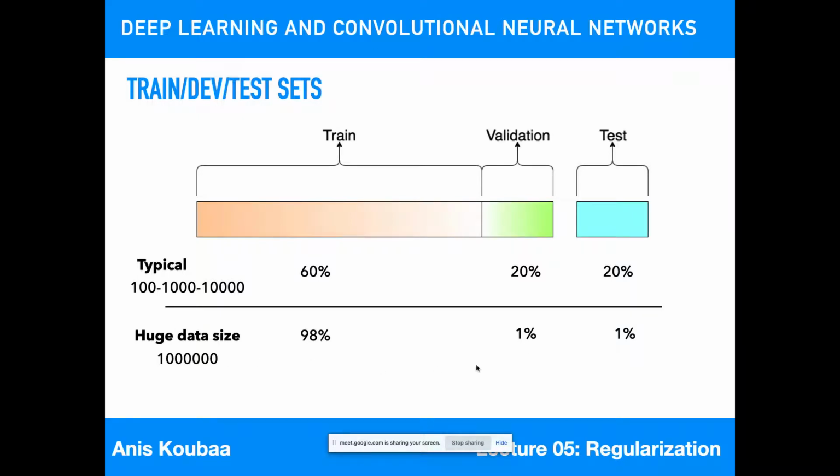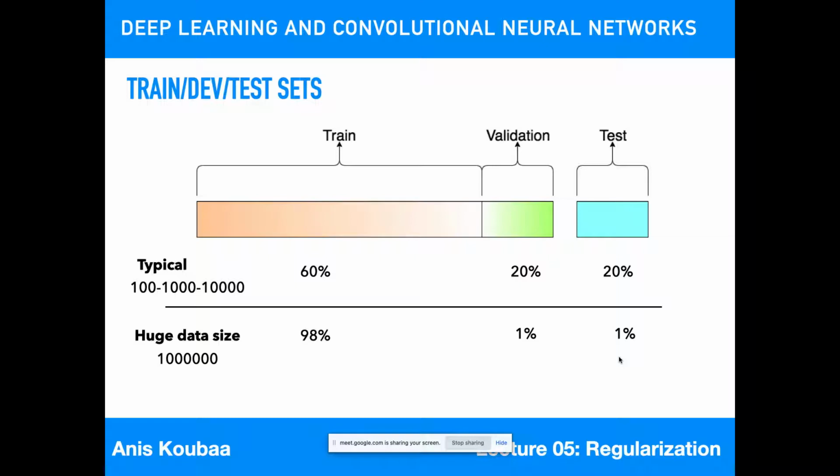The 1% of 1 million is going to be 10,000. Yeah, it's 10,000. It's still a huge number. So if I have 10,000 images in the validation and 10,000 images in the test, I'm going to use this huge number to test my model.